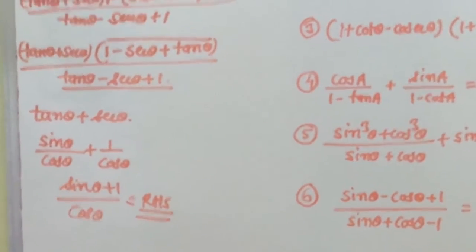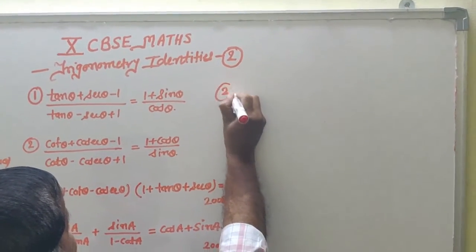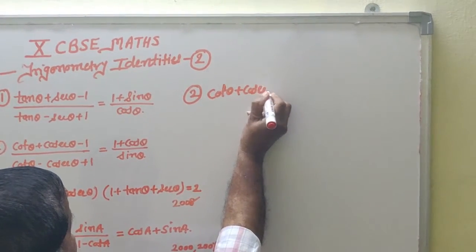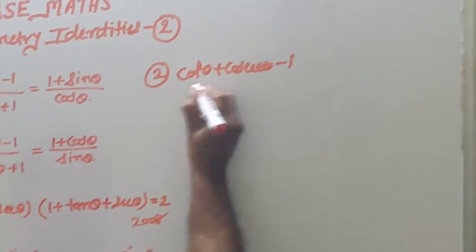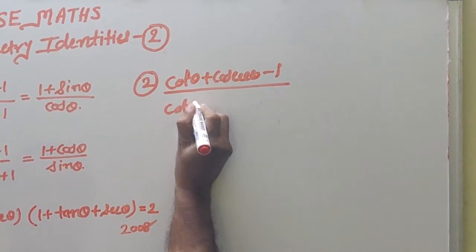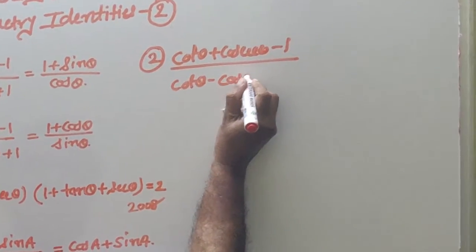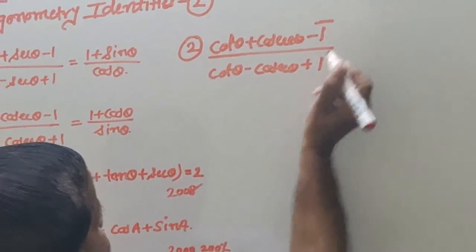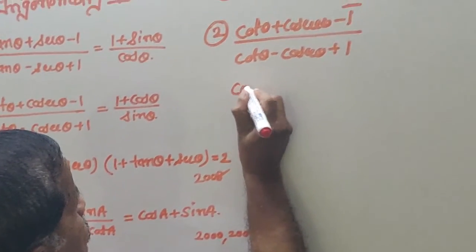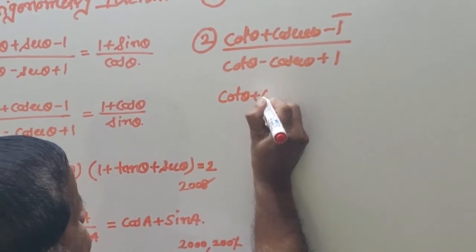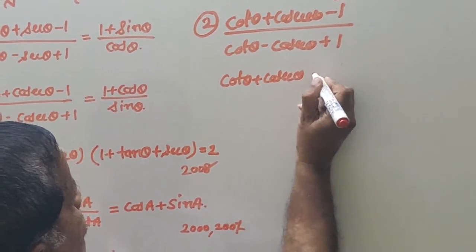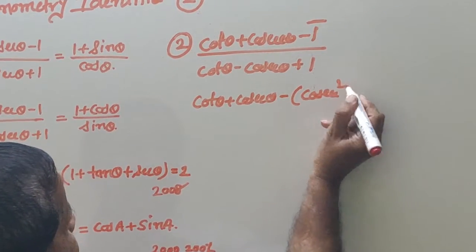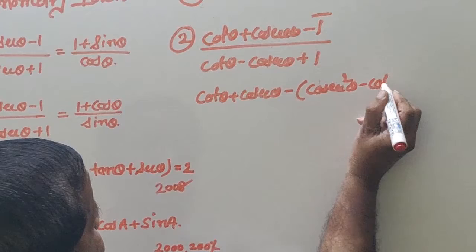Now we are going to solve the second problem. In the second problem it is given (cot theta plus cosec theta minus 1) upon (cot theta minus cosec theta plus 1). Here also I can change or substitute 1. So what will come here? Cot theta plus cosec theta minus, I can write down here cosec square theta minus cot square theta.